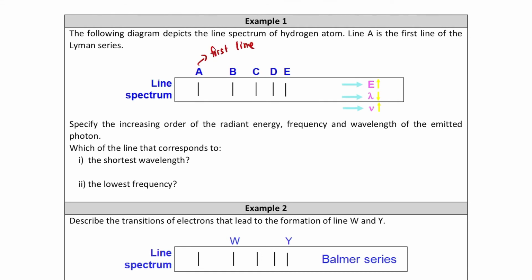Okay, tapi let's say lah soalan tak cakap first line. Okay, saya nak bagi tips kat kamu. Cara nak identify first line adalah dia punya gap ni paling besar. Okay, the biggest gap, the first line is the first line lah. Okay, so line yang pertama tu adalah line yang first.